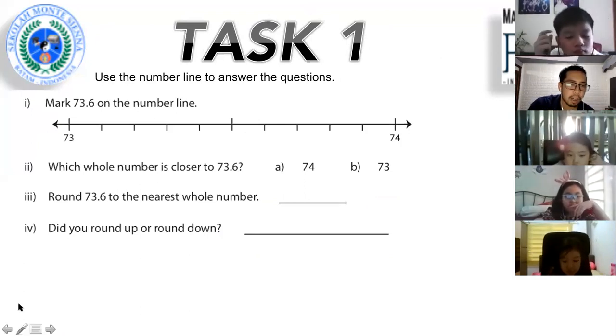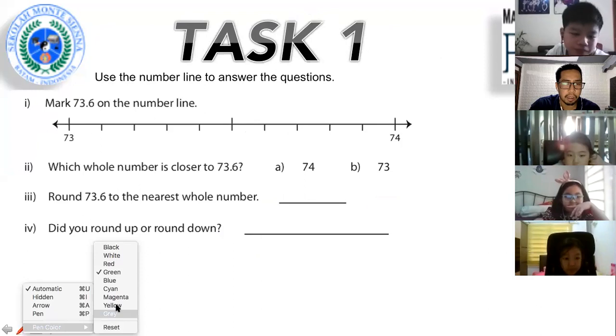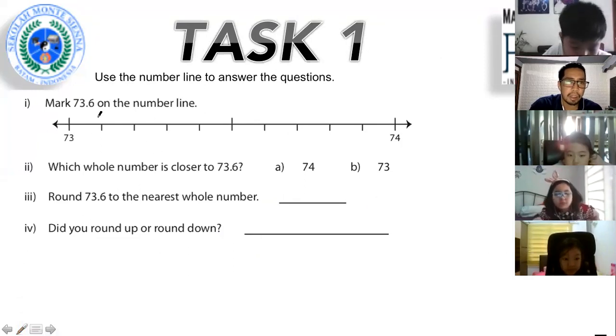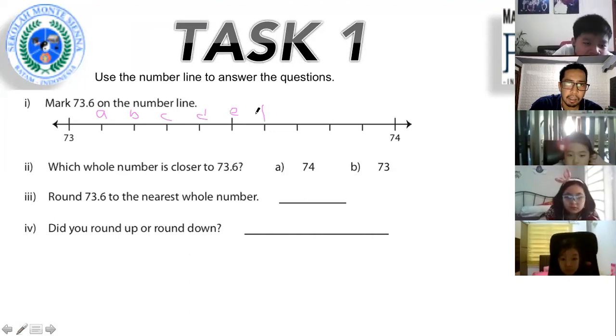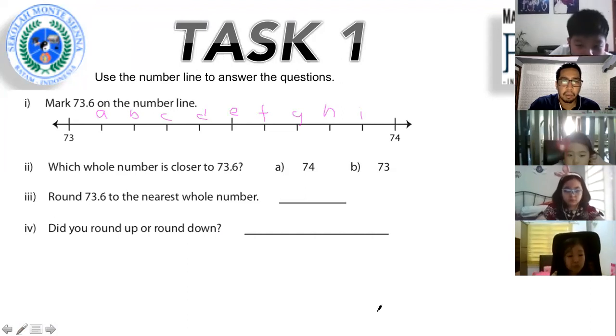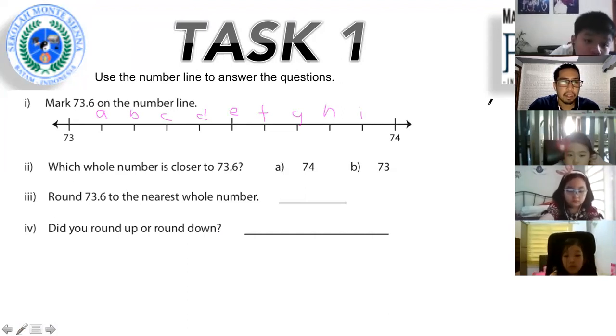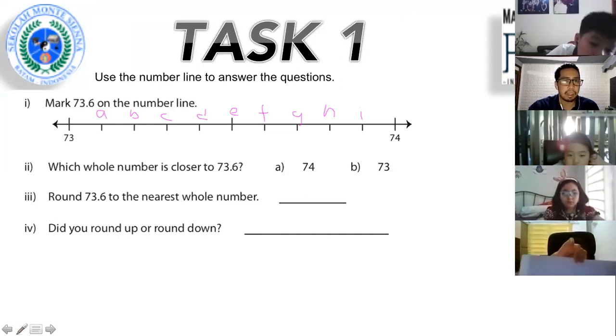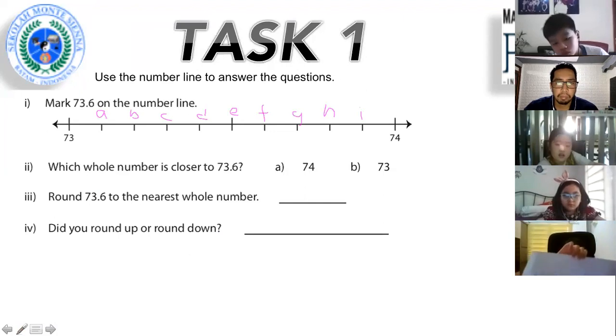Suppose I will name the following lines as letters A, B, C, D. This is E, F, G, H, I. Use the chat box to message me your answer. Where can I locate 73.6? Message me your answer privately. Where can I locate 73.6 here?